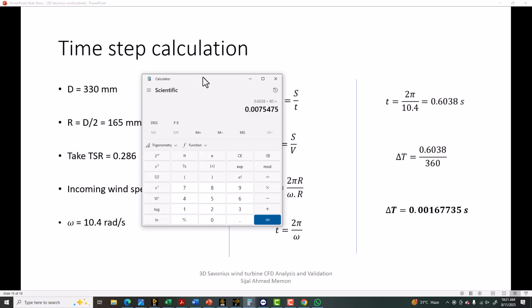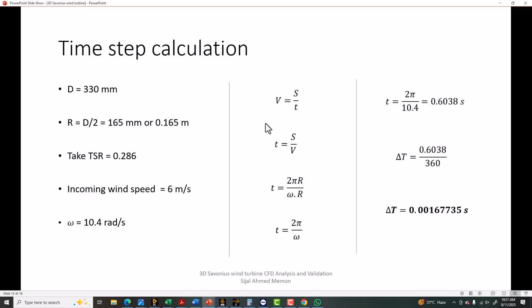complete revolution. And what we use is 360 steps in one revolution. That is 1 degree per time step. So our values will be more accurate, okay?